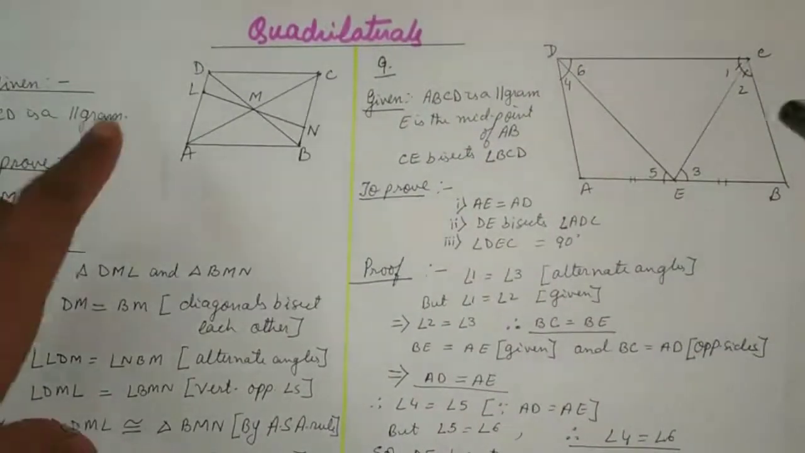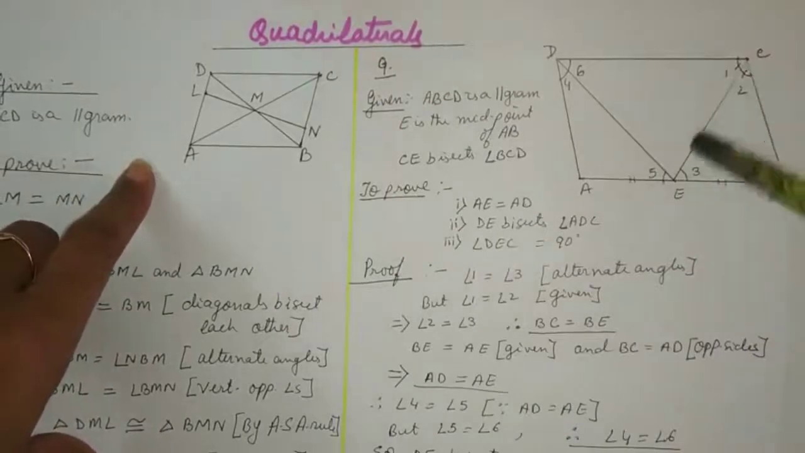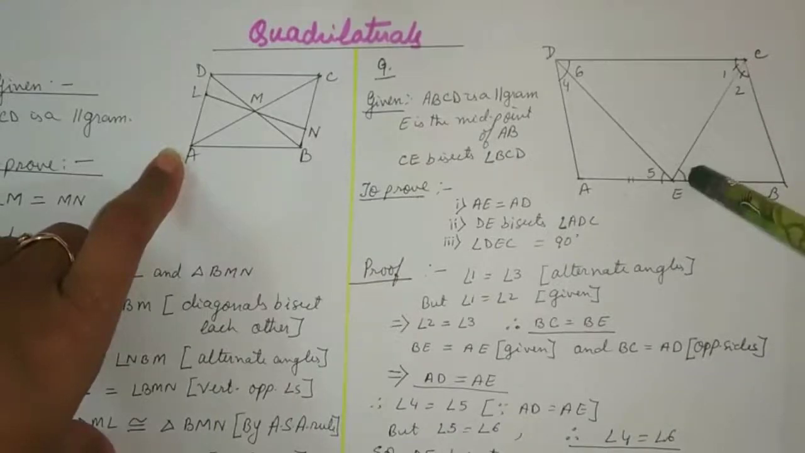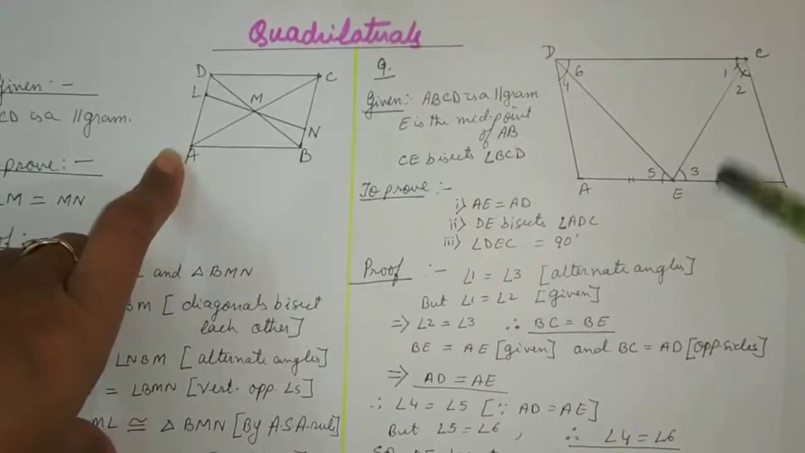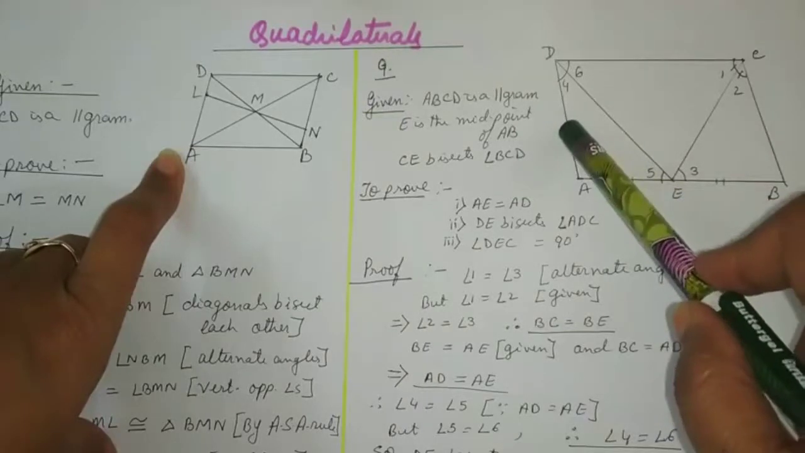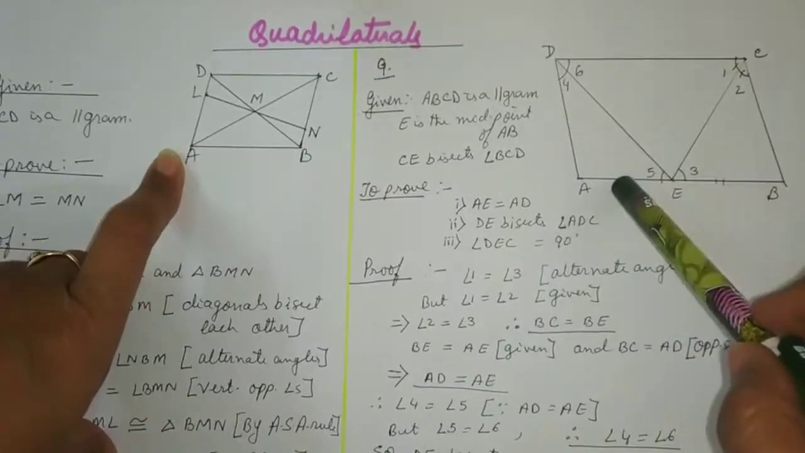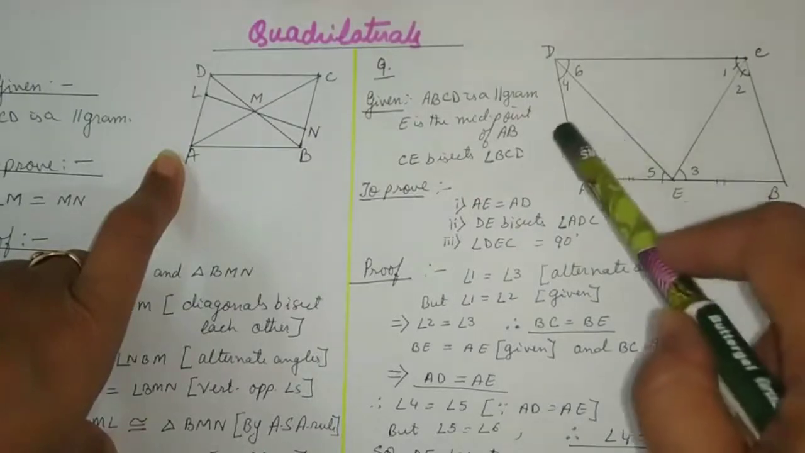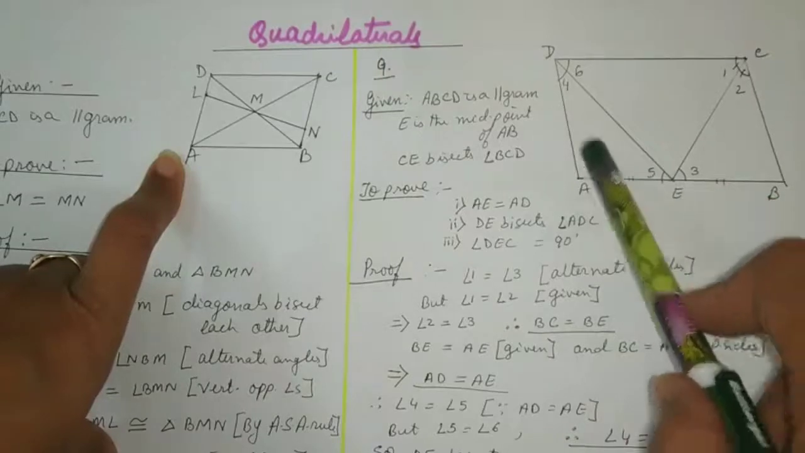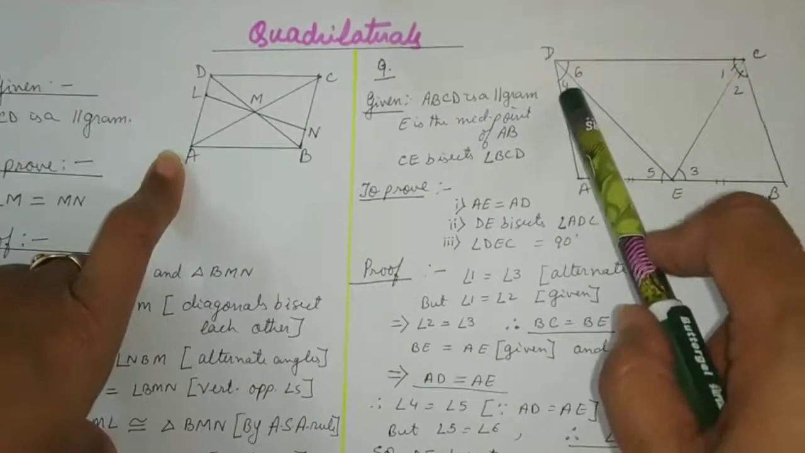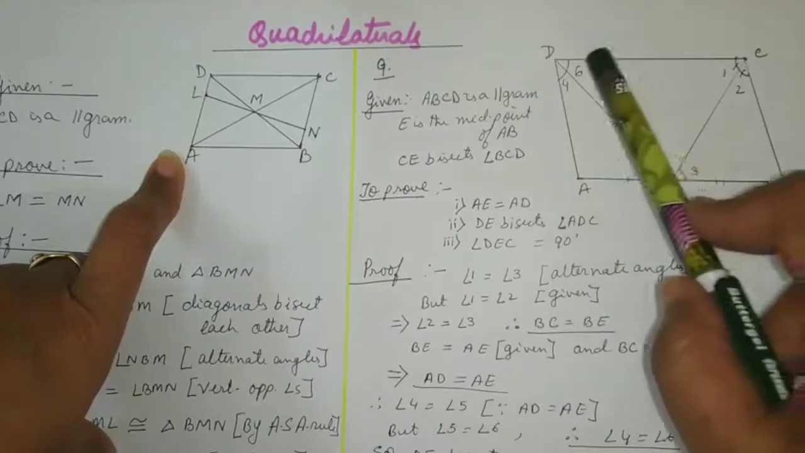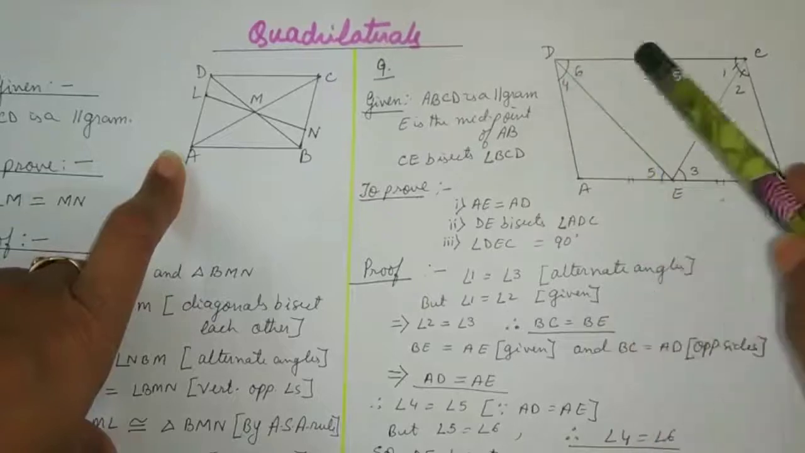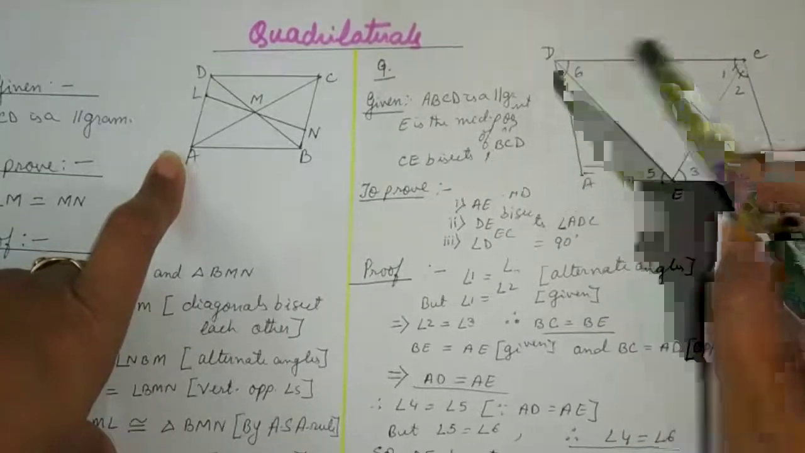1 and 3 are equal, alternate angles. 1 and 2 are equal, given. So 2 and 3 are equal. Therefore, these two sides are equal. This and this are equal, opposite sides. This and this are equal. It is given in the question. So instead of writing this is equal to this, we can write this is equal to this. When these two sides are equal in this triangle, 4 and 5 are equal. But 6 and 5 are equal, alternate angles, implying 4 and 6 are equal, so DE bisects angle ADC.